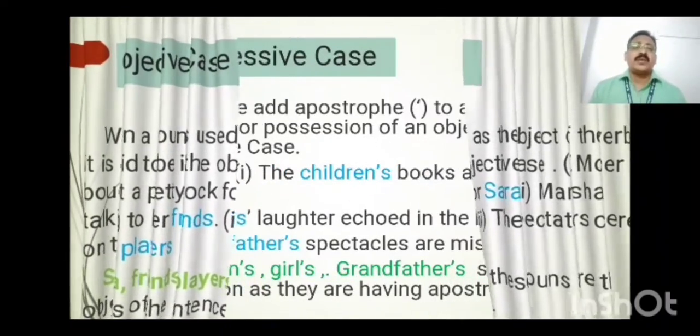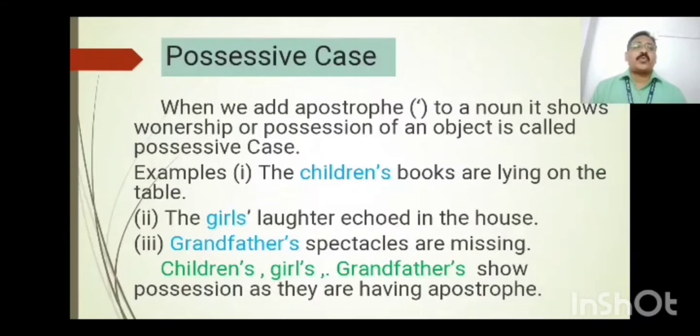In this bit we will talk about possessive case. Very important one, children. Please see it. When we add apostrophe s to a noun, it shows ownership or possession of an object. This is called possessive case. Means when we just add apostrophe s to any noun, that noun changes to possessive case. Here are some examples to show you how it is.